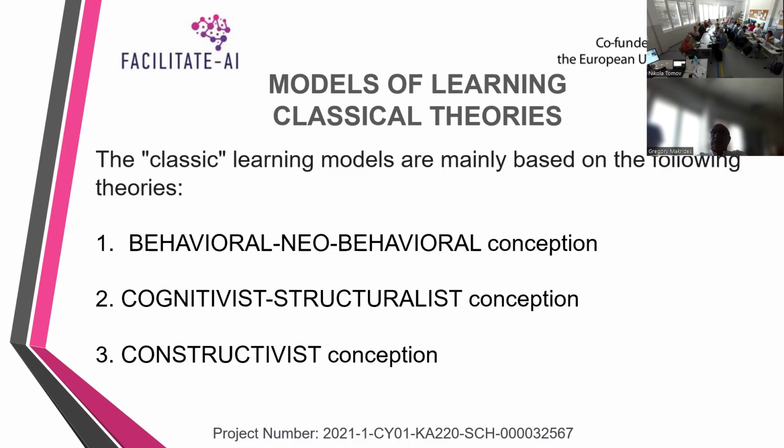So the first part we approach is the classical theories about the learning models of the students, and we saw that there are three main theories: the behavioral and the neo-behavioral conception, the cognitivist conception, and the constructivist conception. These are the main three theories about how students learn. So let's see in short what the main points about these three theories are.